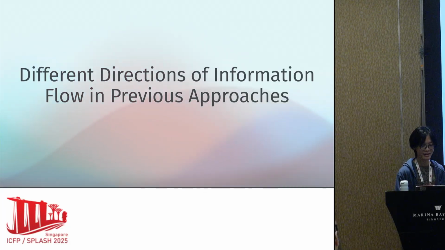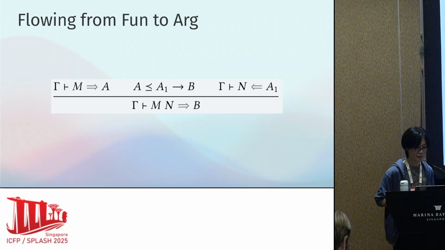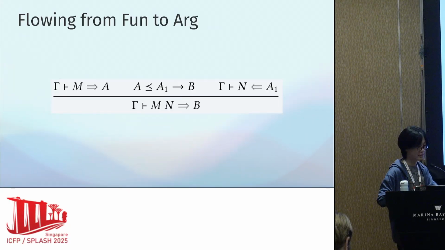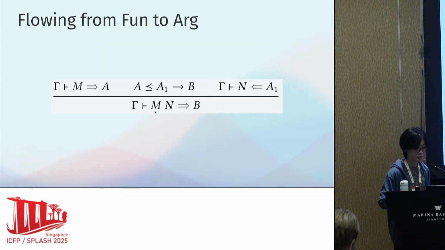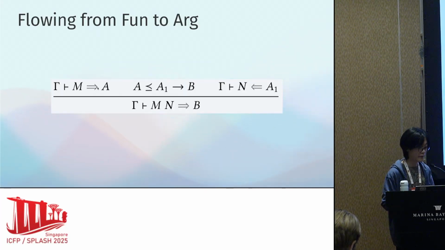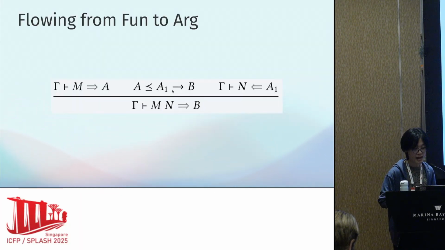So I'll start by introducing the different directions of information flow in existing approaches. First is to flow from the function to the argument, which is the most common approach in most bidirectional type systems. For example, here, if we want to infer a type for M applied to N, we first infer a type for M, which is A, and then we instantiate A to a function type whose argument type is A1, and use the type A1 to type check the argument.